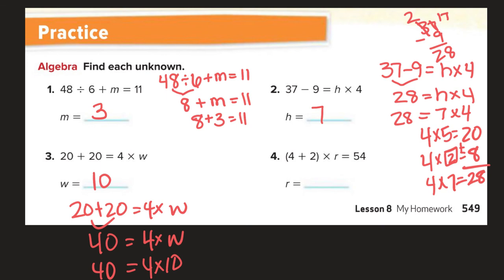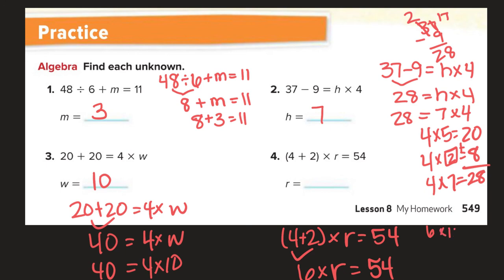All right, now this one over here, I see some parentheses, which means to do it first. 4 plus 2 times r is equal to 54. 4 plus 2 is 6, times what equals 54? Okay, I already know it's 9, right? Otherwise I could count my 6s. I know 6 times 10 is 60. What would happen if I took one 6 away? That'd give me 6 times 9 is 54. So 6 times 9 is 54.